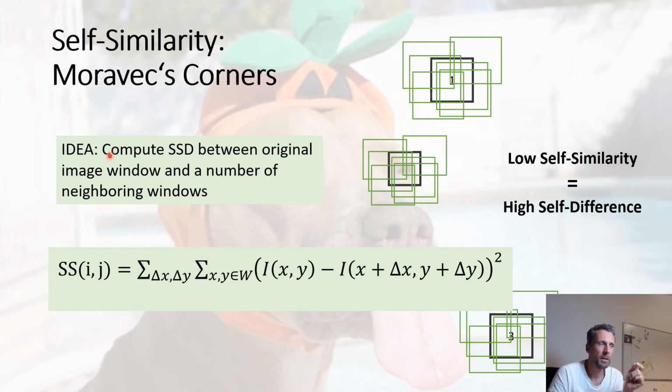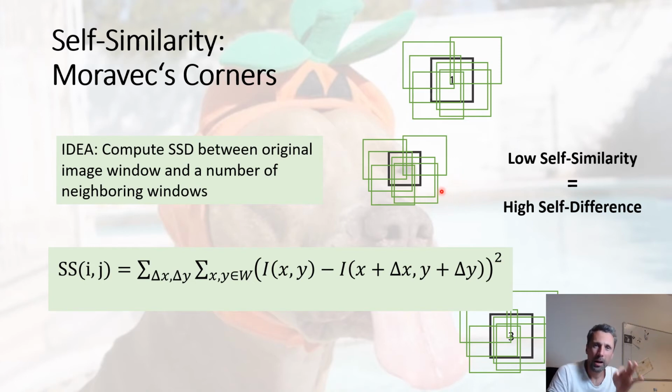So what this is basically, we compute the sum of squared differences between the original window and a number of neighboring windows. So our I of x and y is compared with a shifted version of this in a match window W, and we'll add up all those squared differences. Now we'll do that for a number of x and y shifts, delta x and delta y, and then we'll sum up all those differences to have this index SS, or self-similarity.